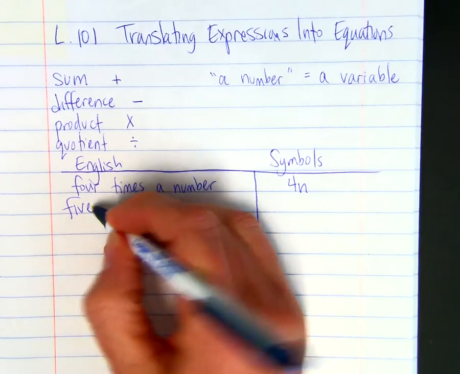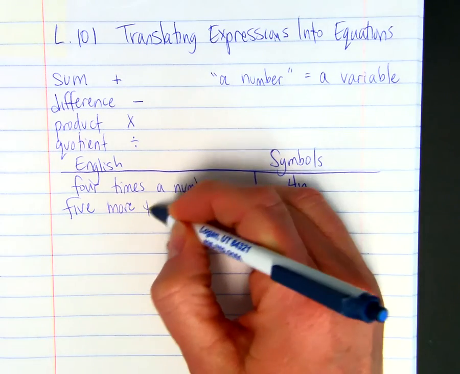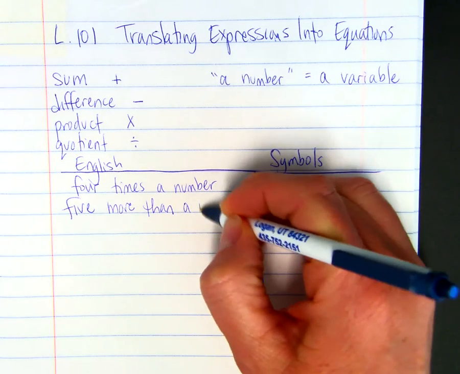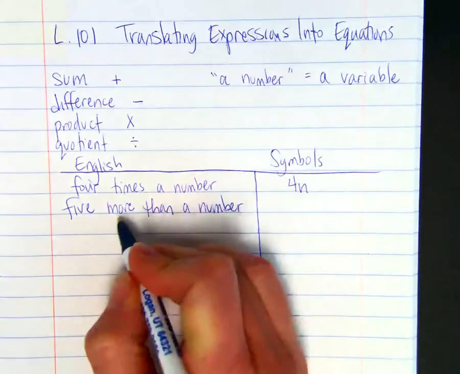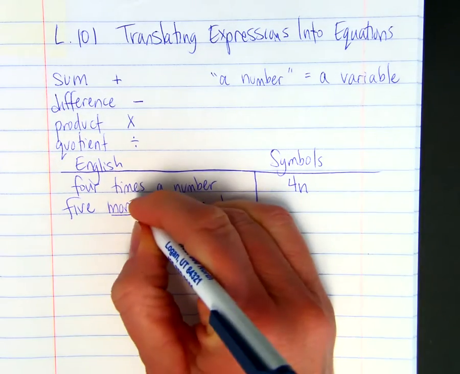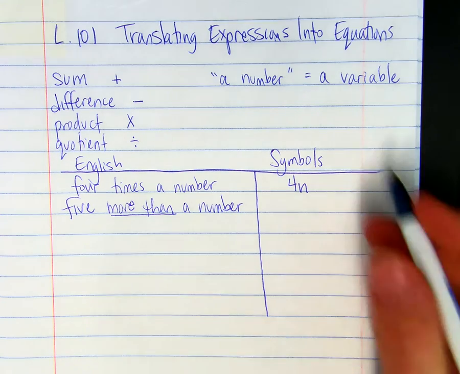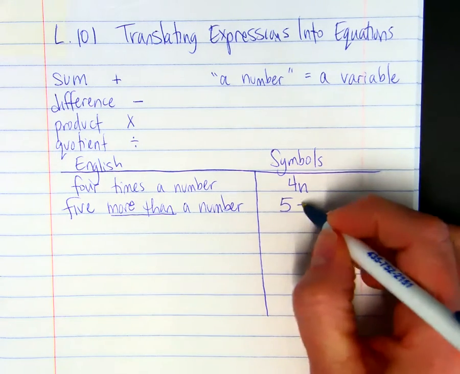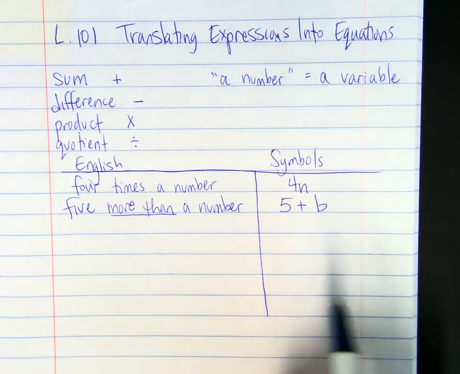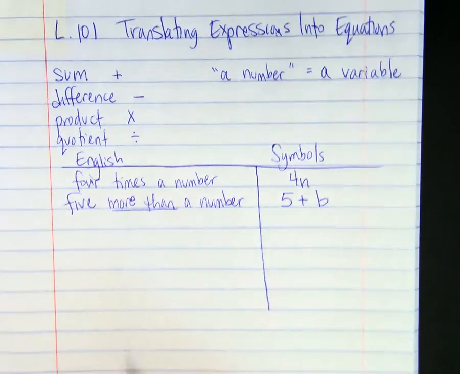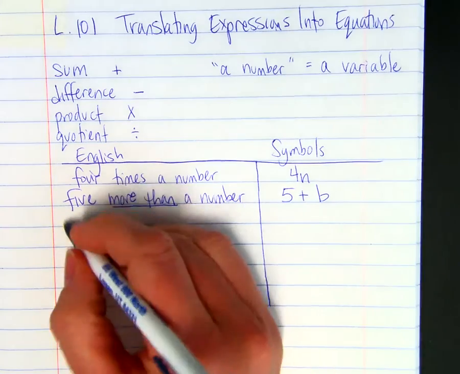5 more than a number. So the key words here is more than. So that means we're going to be adding 5 to a number. And a number, we just use a variable, which is a letter.